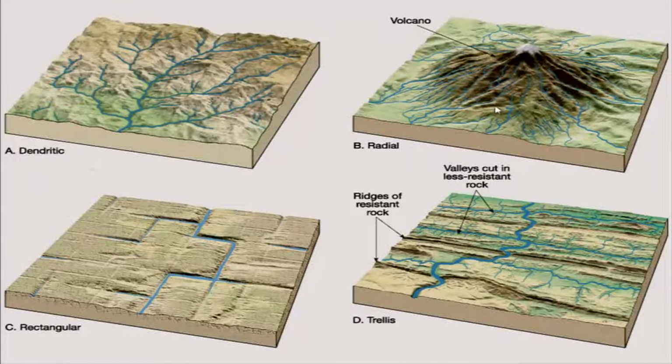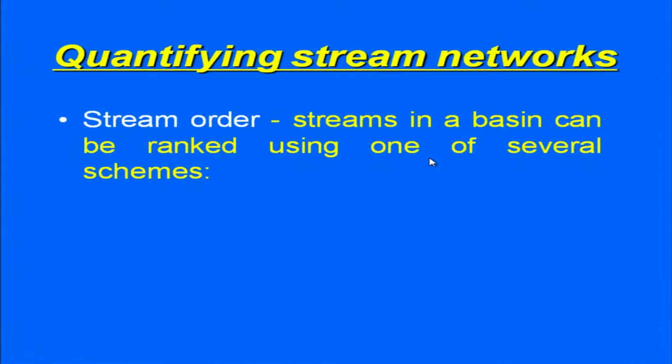the main stream. And then we have the radial drainage, which is seen in the volcanic region or in the areas which are warped or where we see a dome. So the central portion is the higher area, and all streams flow away from the center. Now, quantifying the stream network, mainly the stream order in a basin can be ranked using one or several schemes.